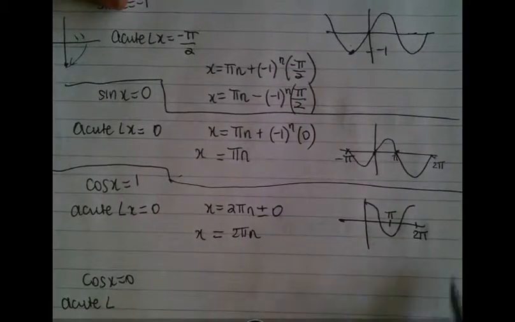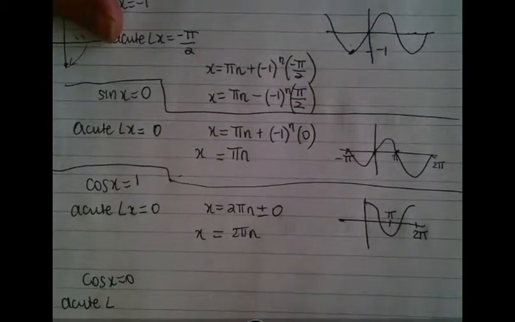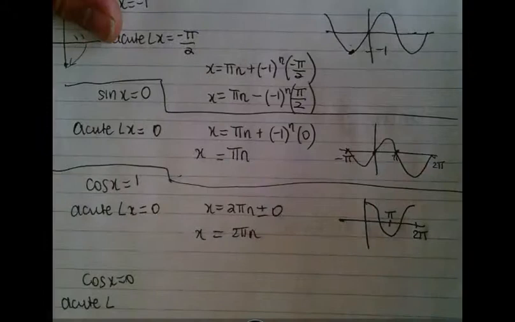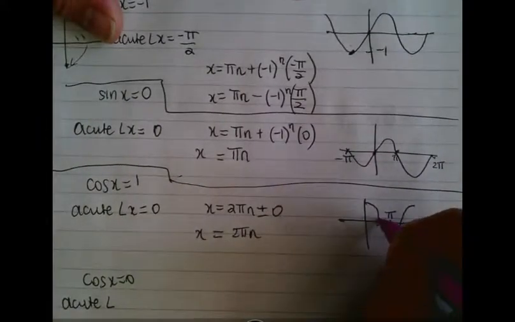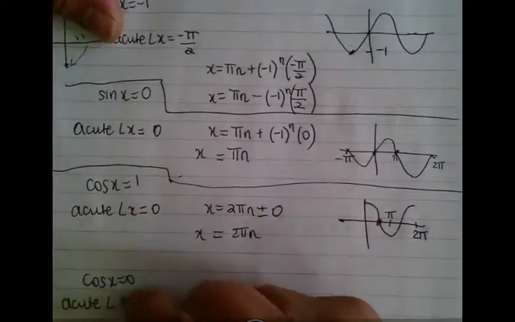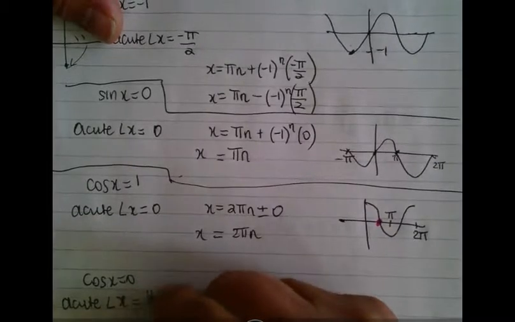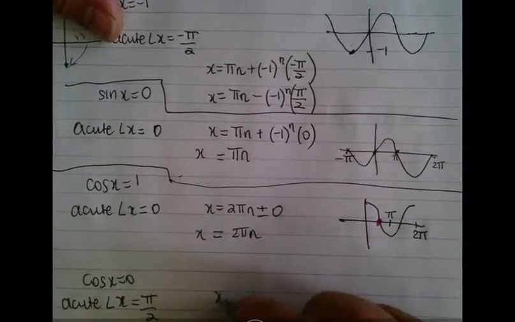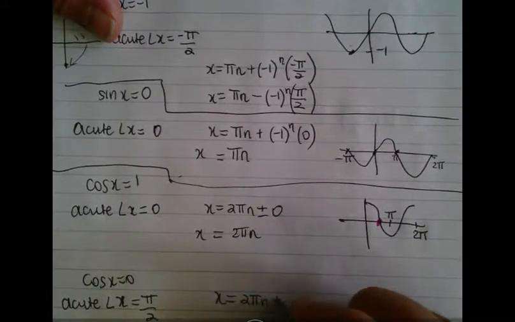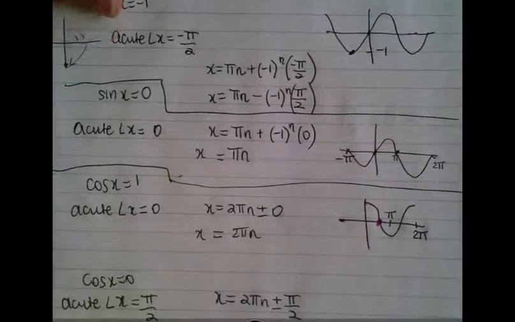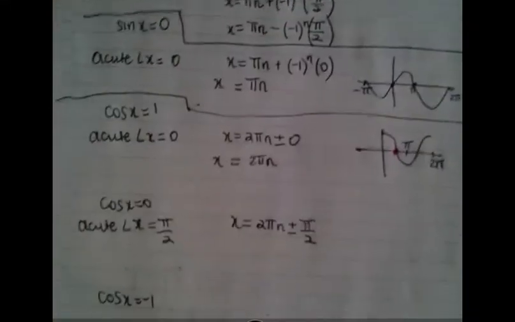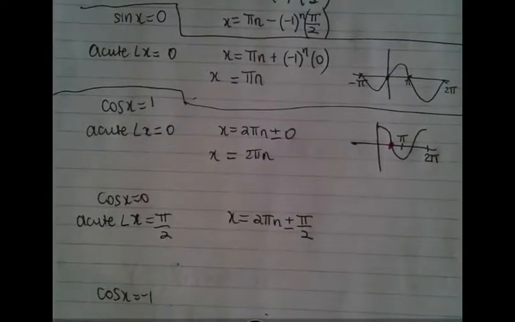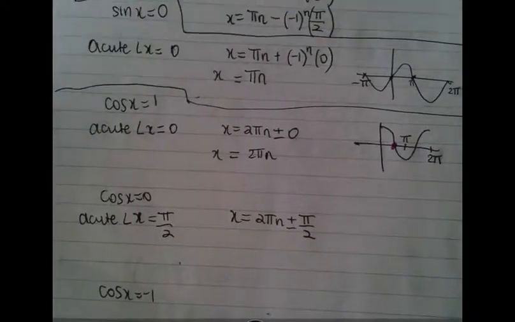So there's the cos curve. Where is your first solution for cos of x is 0? Pi on 2. So your solution is x is 2 pi n plus or minus pi on 2, which is 2 pi n plus pi on 2, 2 pi n minus pi on 2.